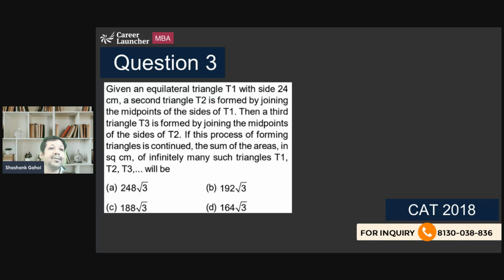What does it say? So it says that given an equilateral triangle T1 with side of 24, the second triangle T2 is formed by joining the midpoints. The third triangle is formed by the midpoints, and so on. It is infinite things.